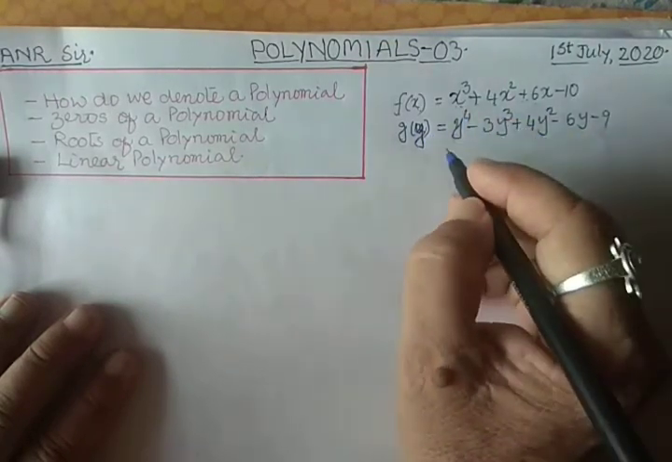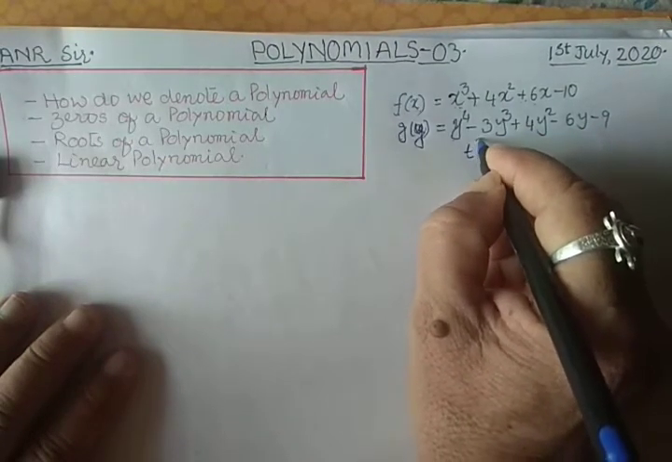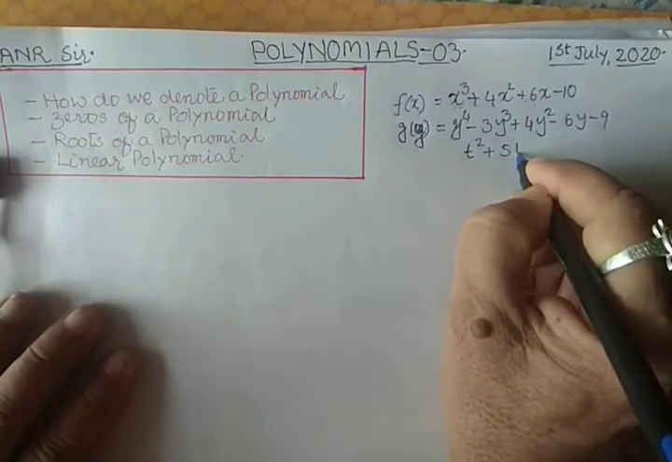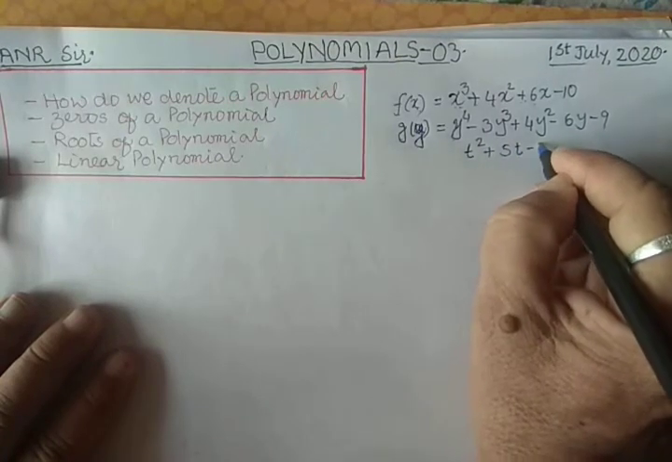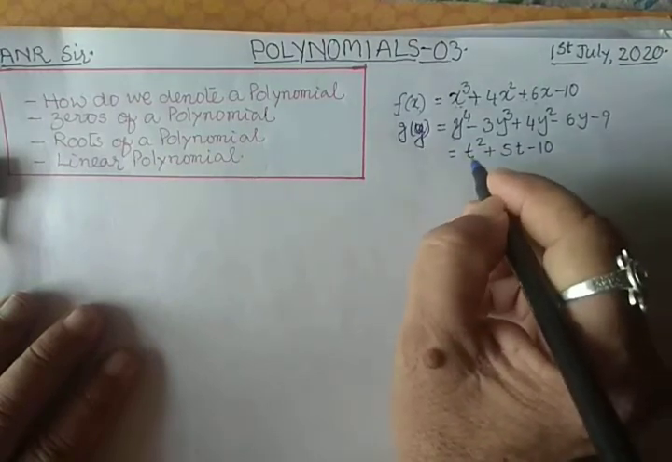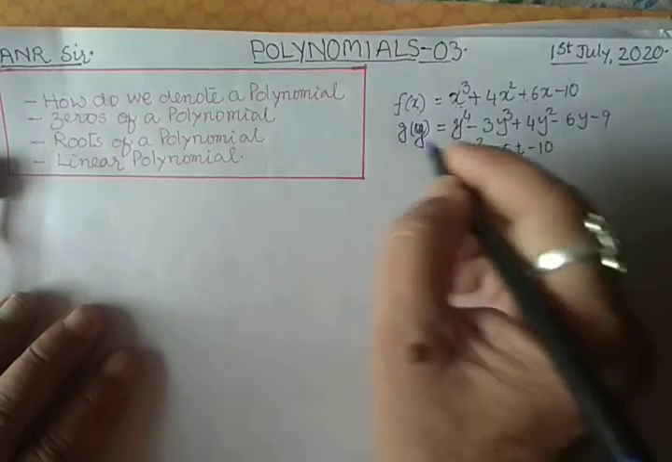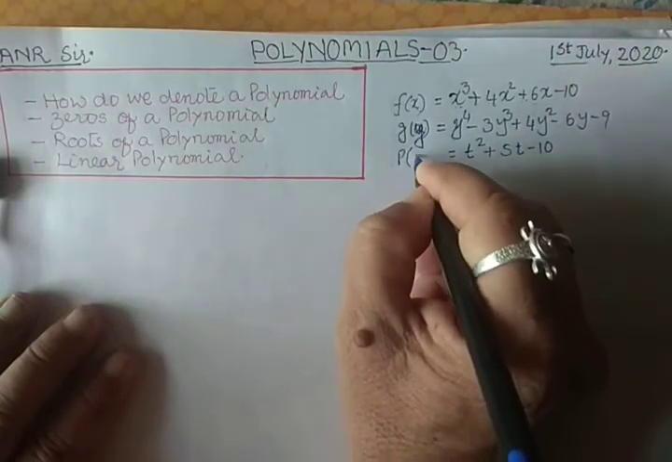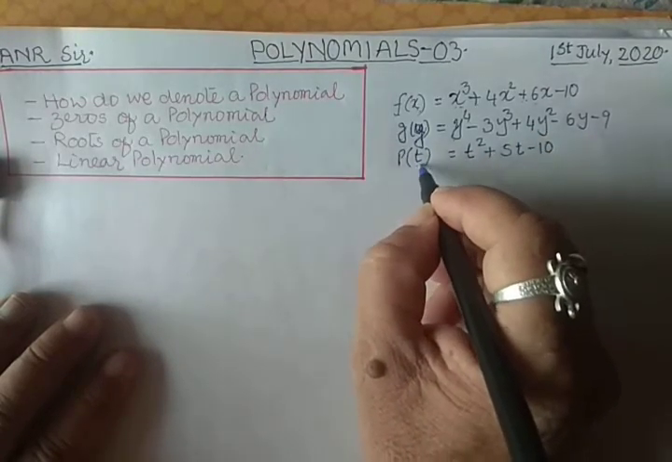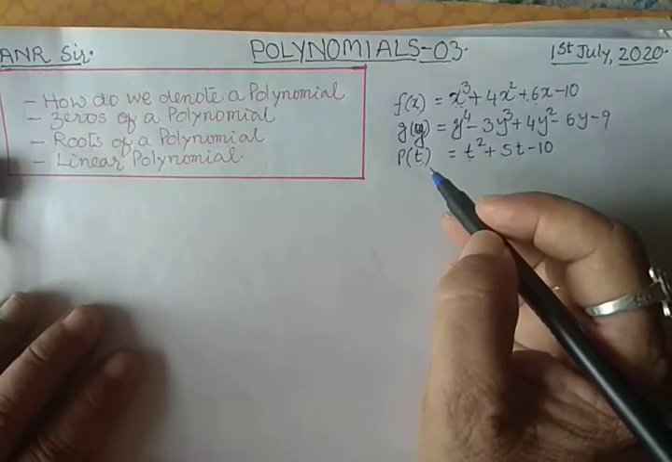Let us take one more polynomial, t square plus 5t minus 10. So we can denote this polynomial as p of t. Why t here? Because here your variable is t. Clear?